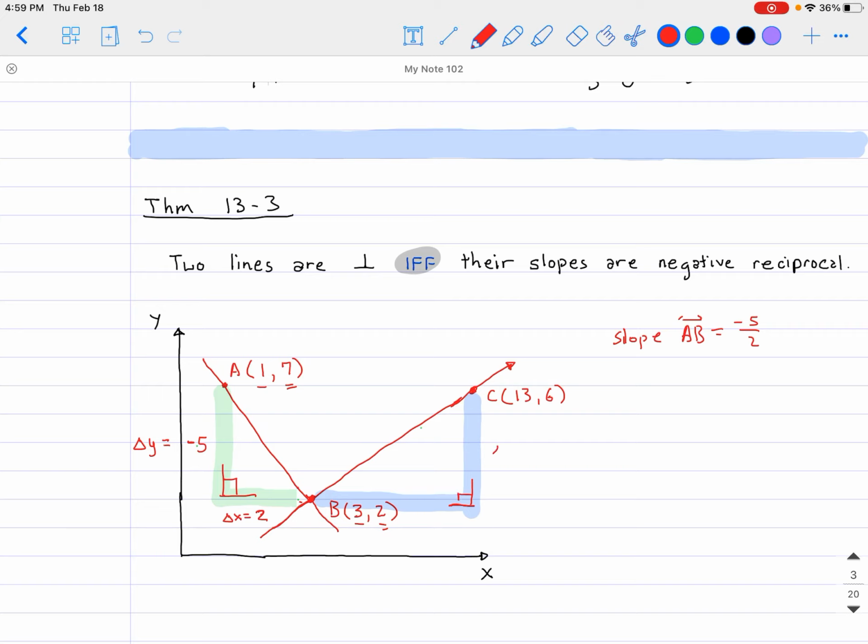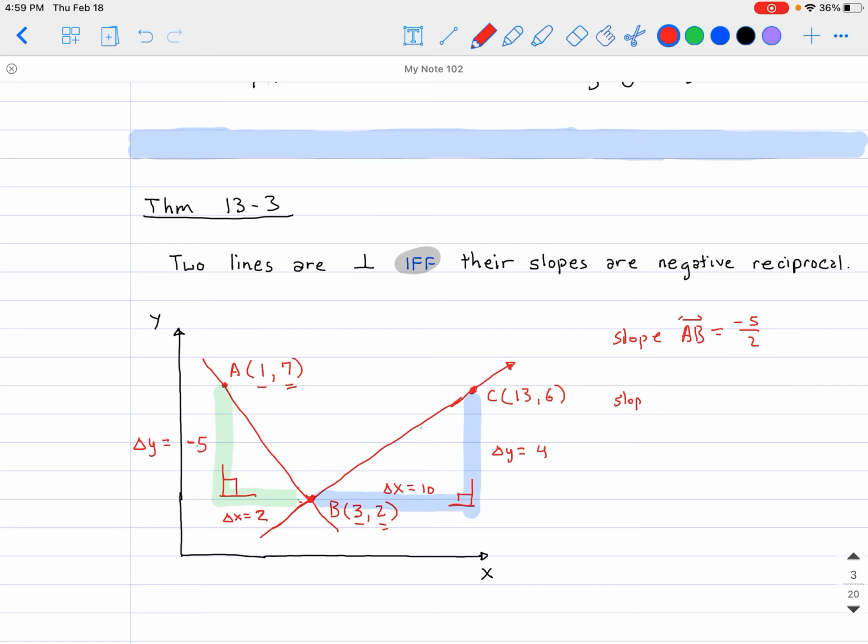So for the rise, the delta y, that is going to be 4 in this case because you'll notice that B, going from left to right, you're going to go up by 4 in order to get to C. Whereas for the change in x in this case, from B to C, is going to be from 3 to 13. So that means that it's going to be 10 because 3 plus 10 is equal to 13.